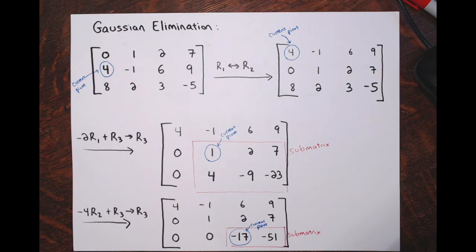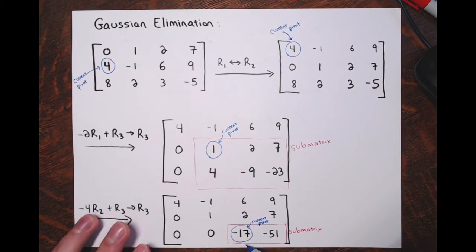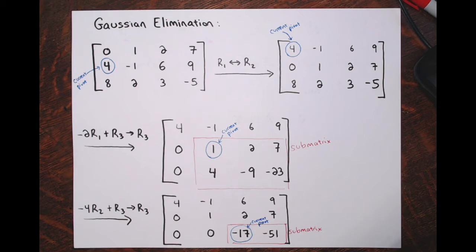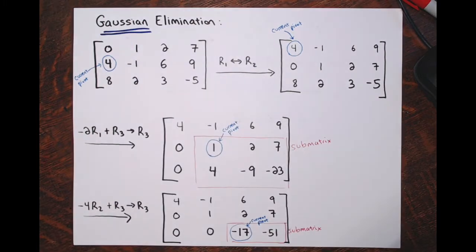But step 5 was stop when the entries below each pivot are 0. All the entries below this first pivot are 0. All the entries below the second pivot are 0. And there are no entries below this pivot, so that we can stop. Right? All the entries below all the pivots are 0. So what I have just performed is called forward elimination, or Gaussian elimination.